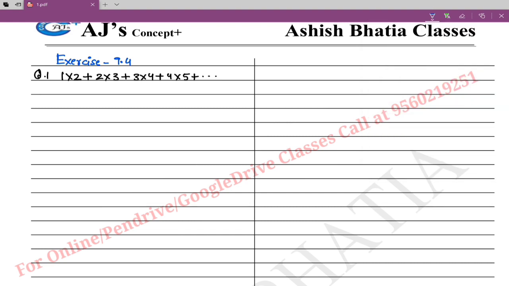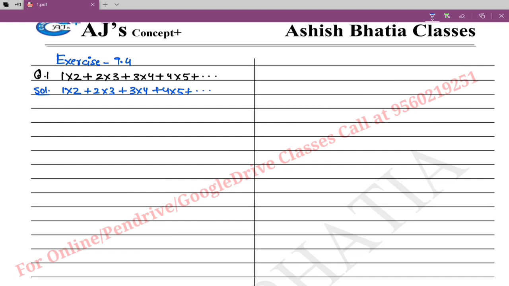Now the series is 1 into 2, second term is 2 into 3, third term is 3 into 4, the fourth term is 4 into 5 and so on. So if I go by the pattern, the fifth term will be 5 into 6. Then if I ask what will be the 10th term, it would be 10 into 11.